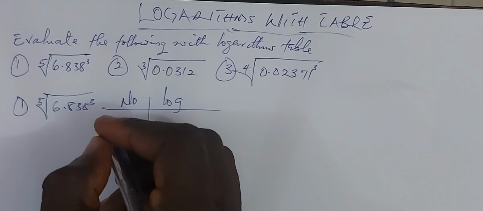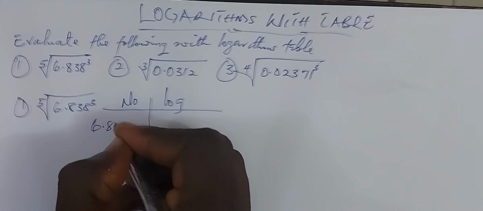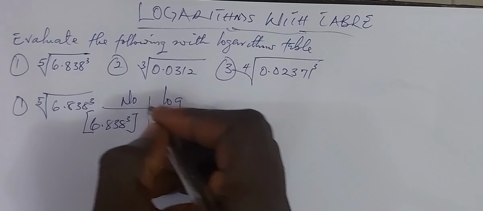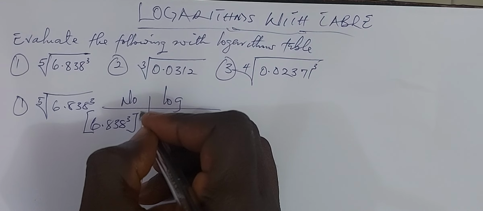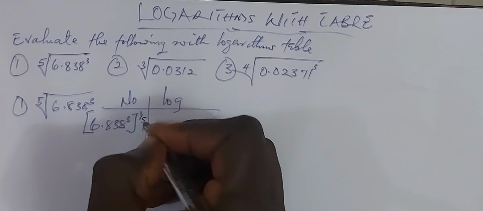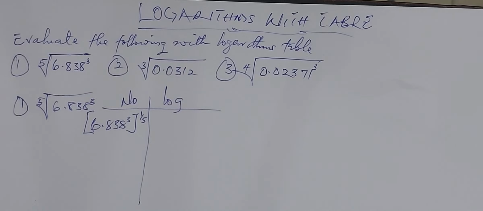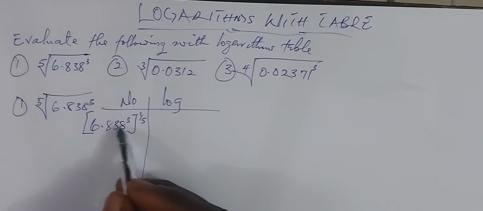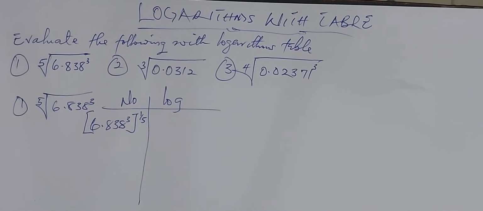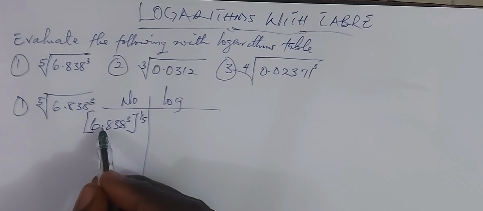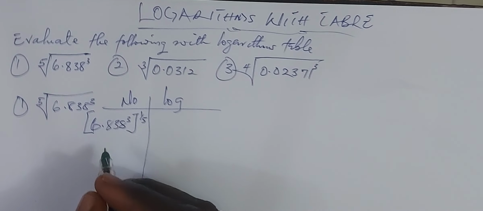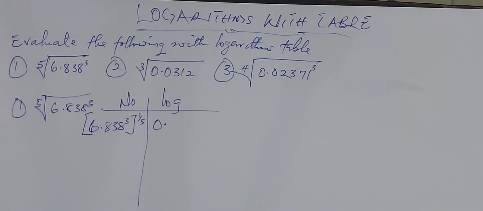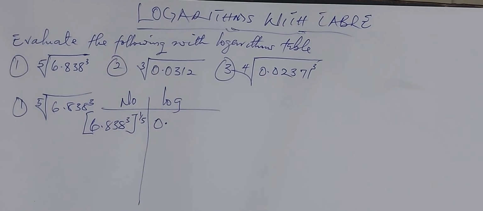So we have 6.838 raised to the power of 3. Everything raised to the power of can be written like this in indices. The fifth root of this number can be written like this. Normally we convert this to standard form so that we write down the power of 10 as integers. But here the point is already between the first two numbers, and we have 0, nowhere to move it to. So we go to our logarithm table.